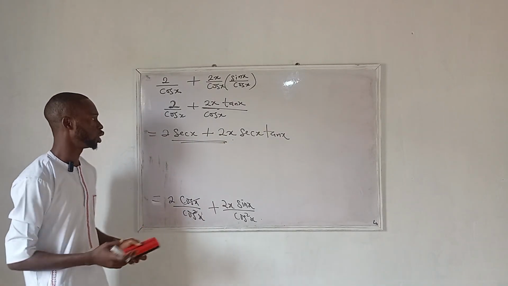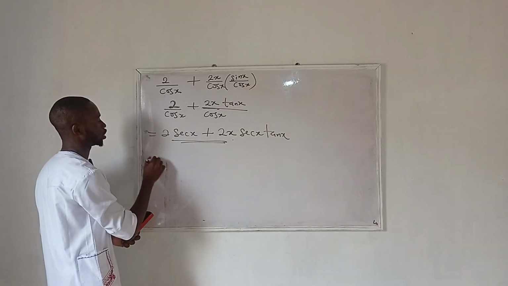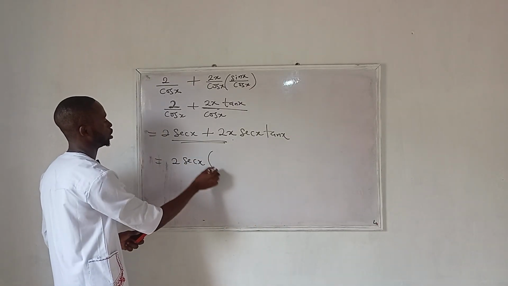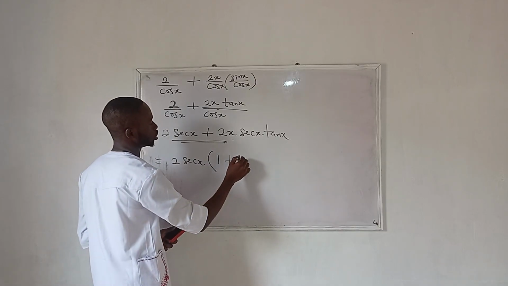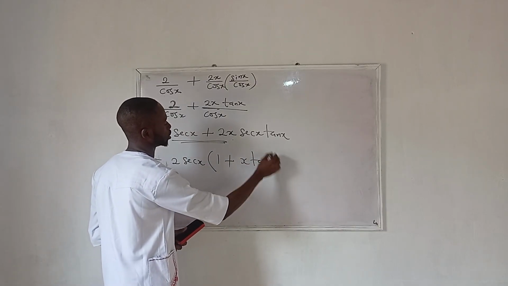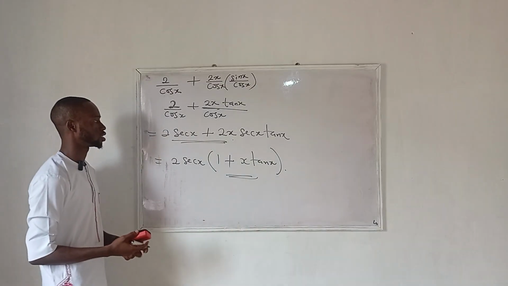We can still factorize though. If we factorize, we have 2 sec x into 1 plus x tan x as our final answer.